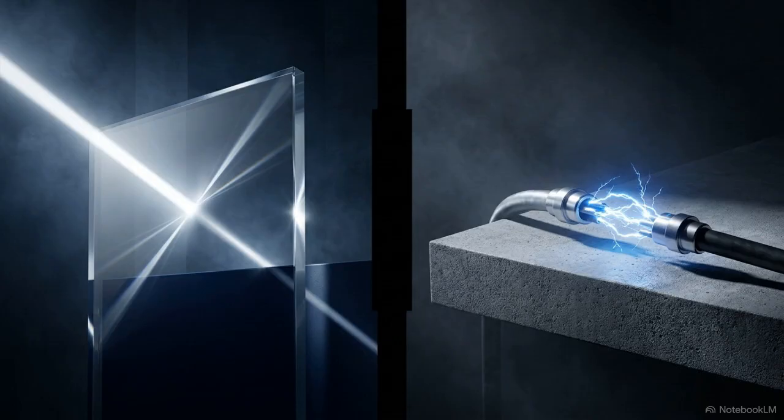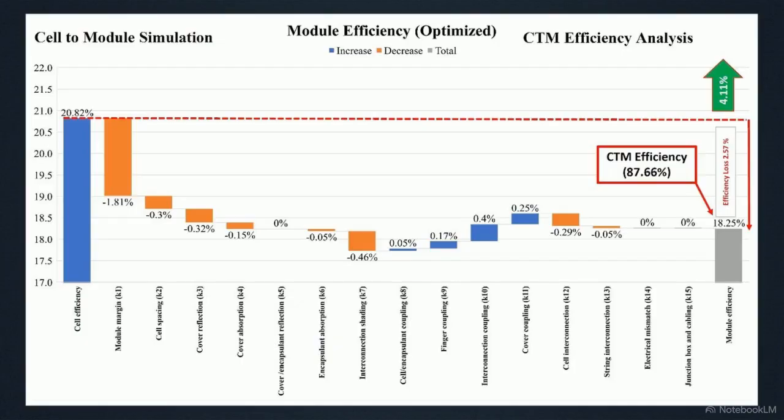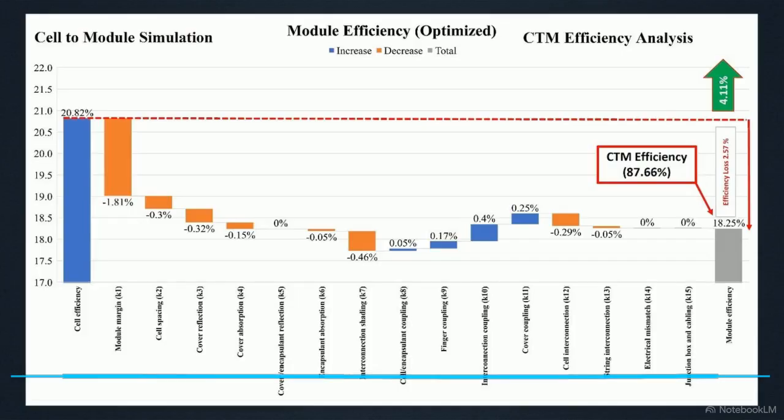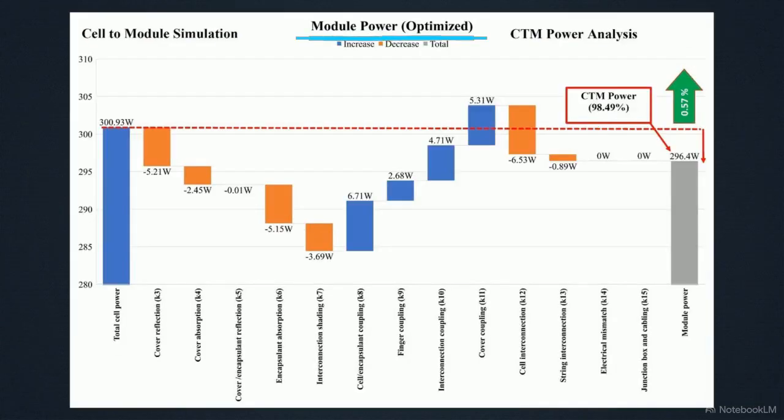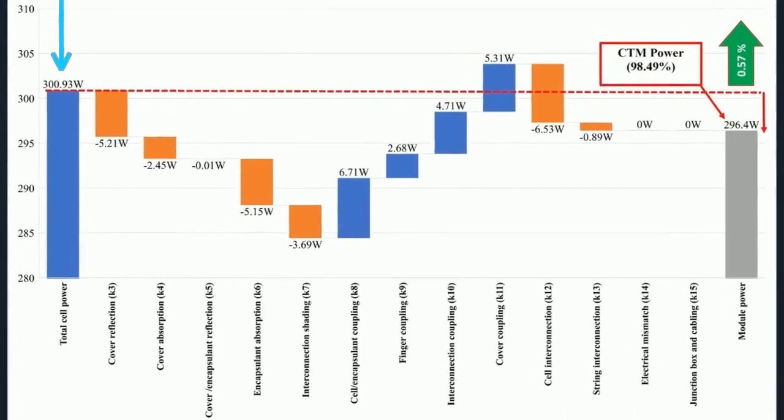This waterfall chart plots the cumulative impact of all 15 vectors, tracing efficiency from bare cells to the finalized module. Starting from a theoretical 20.82% cell efficiency, shown in blue, the module settles at a finalized 18.25% in gray. The second chart provides a parallel metric for pure wattage output. The drop from 300.93 watts of cell power results in a finalized module power of 296.4 watts.